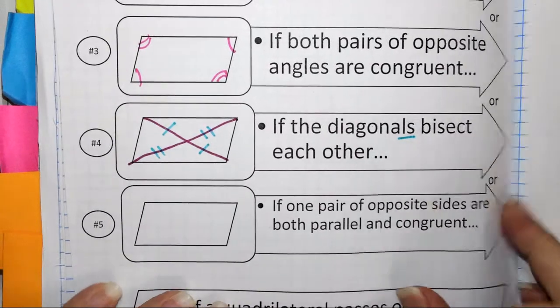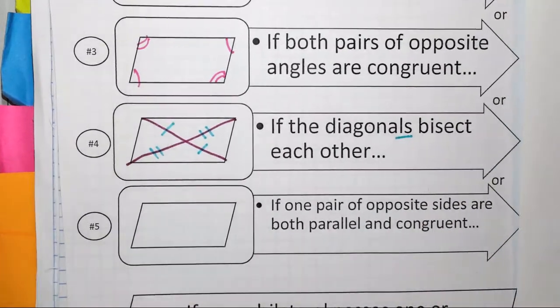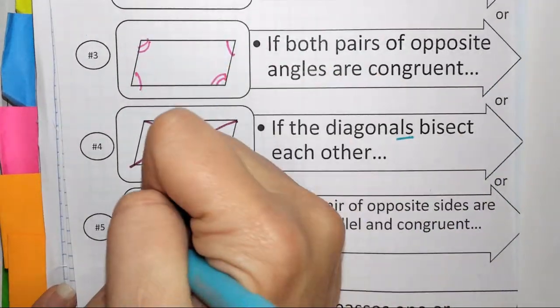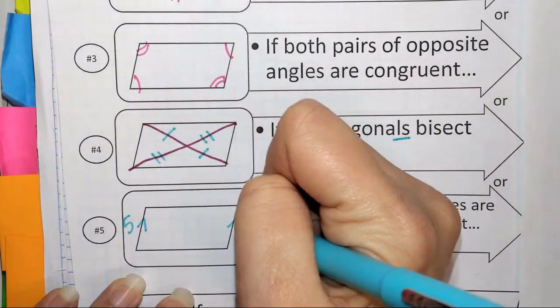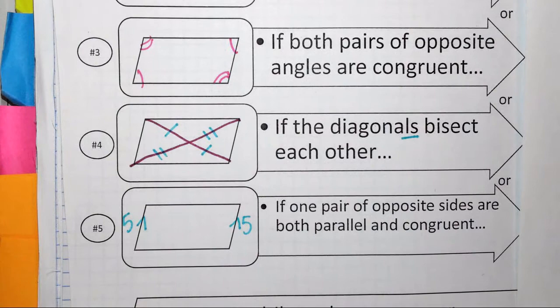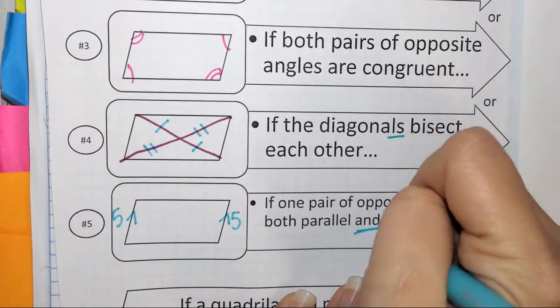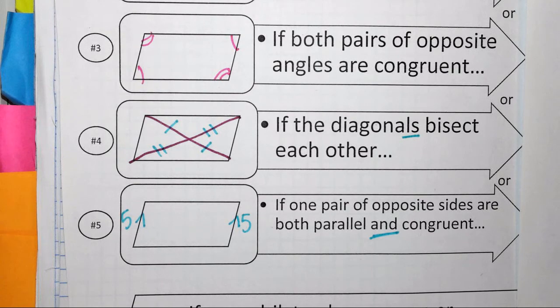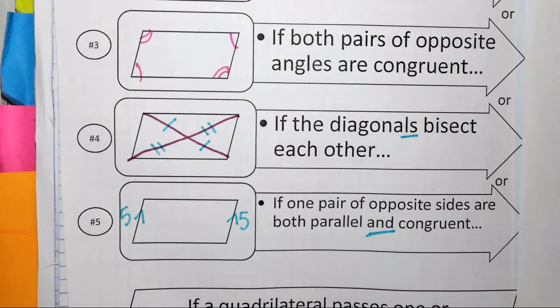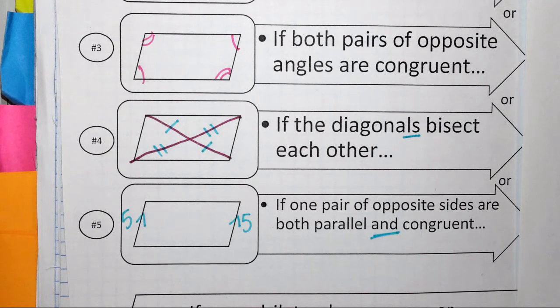In the final test, if one pair of opposite sides are both parallel and congruent. So if this was parallel here, and they were congruent. So if they're parallel and congruent. So if a quadrilateral passes one or more of these tests, then the quadrilateral is a parallelogram.